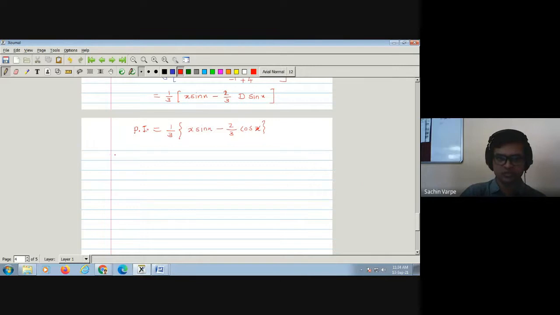So write the final solution, y equal to complementary function plus particular integral. Just try this one. x e to the power x into sin x.